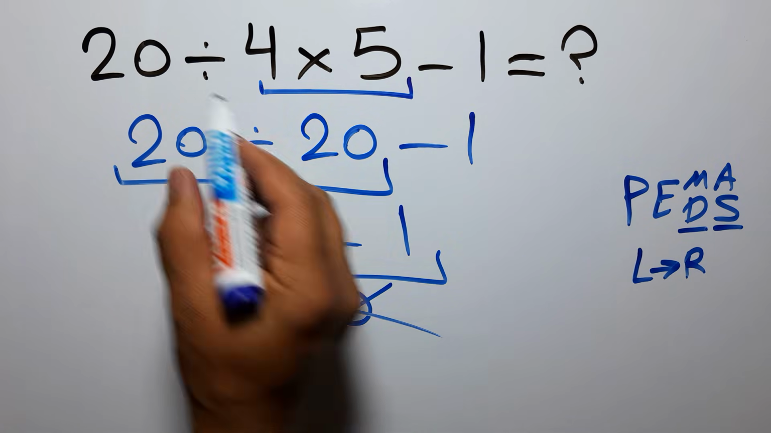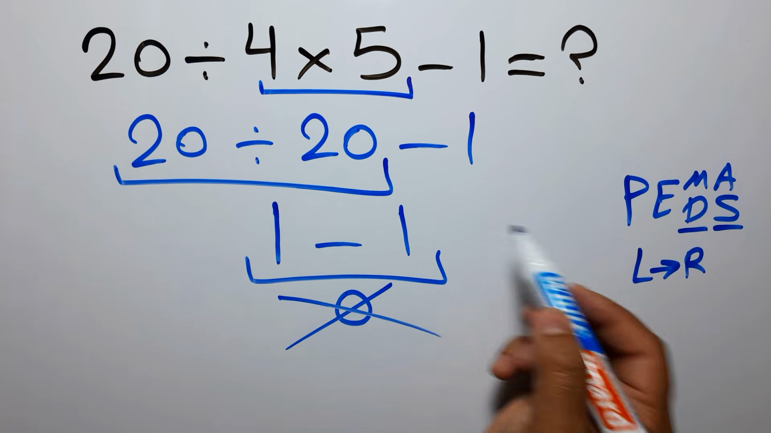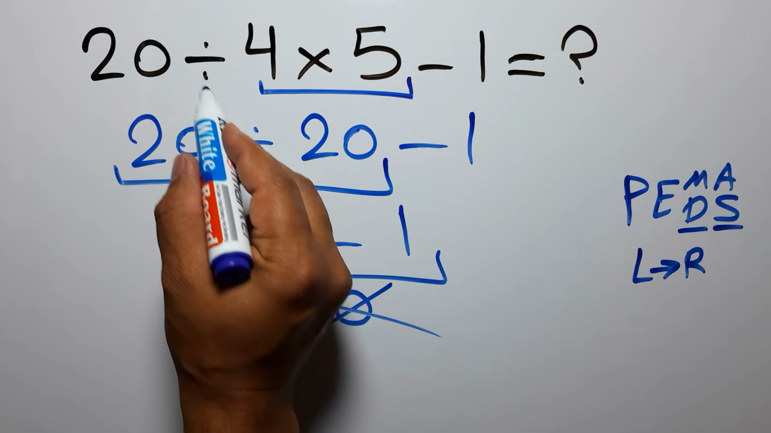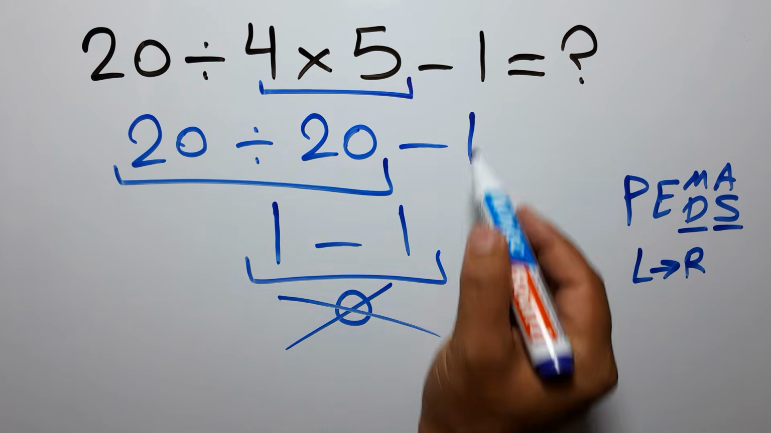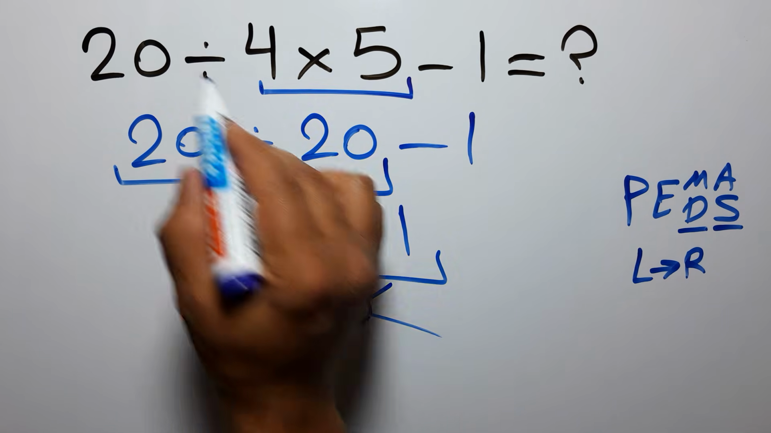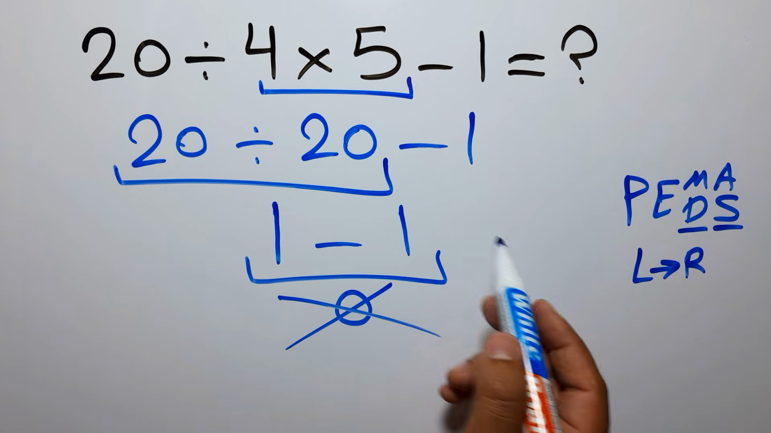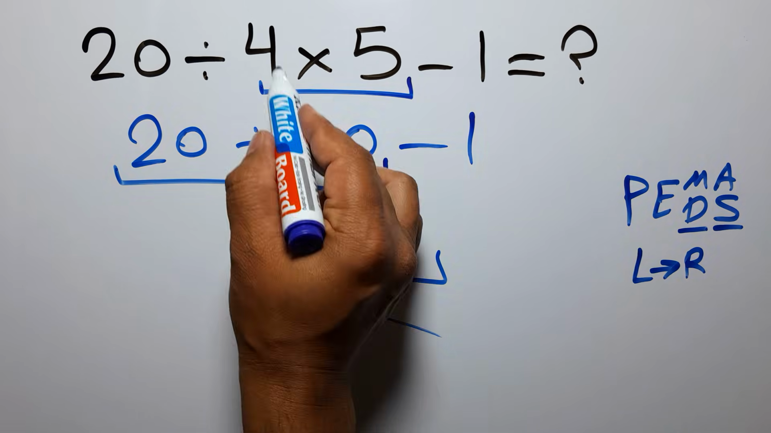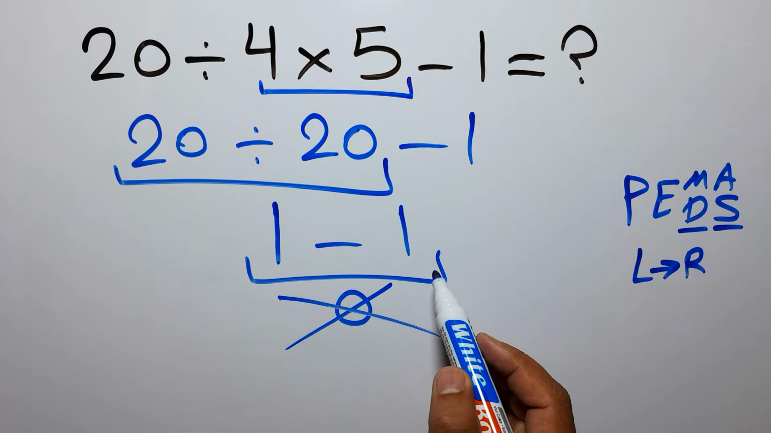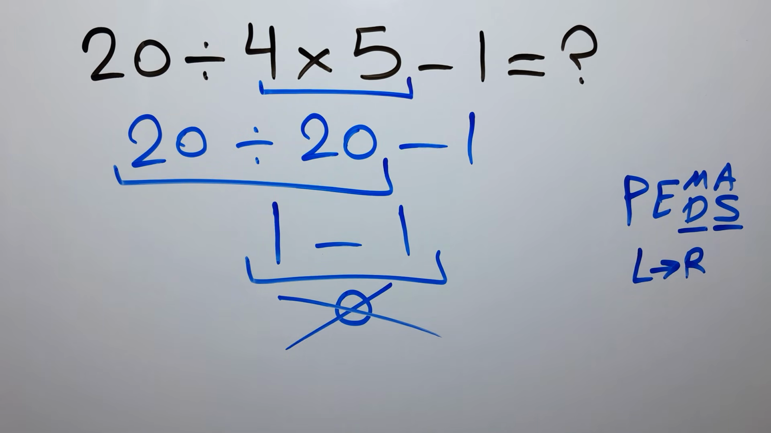In this expression, we have one division, one multiplication, and one subtraction. According to PEMDAS, multiplication and division have higher priority than subtraction. And as I said, multiplication and division have equal priority and we have to work from left to right. So therefore, first we have to do this division, then this multiplication, and finally this subtraction. If we do this multiplication before this division, it is wrong.